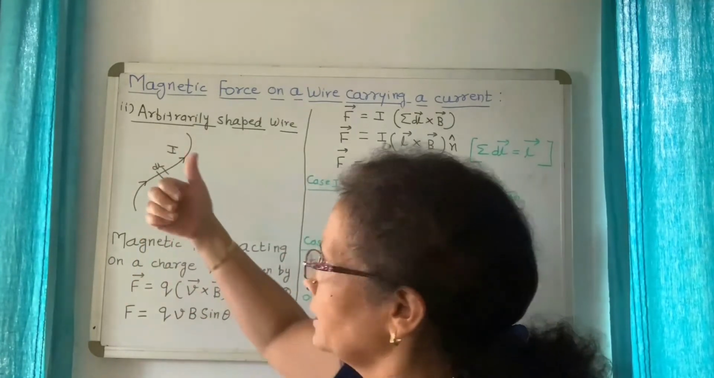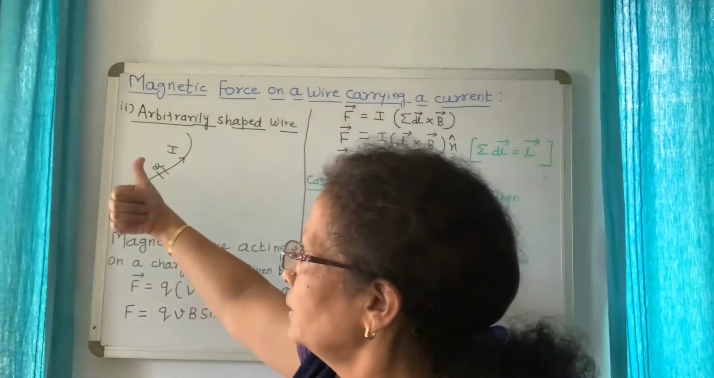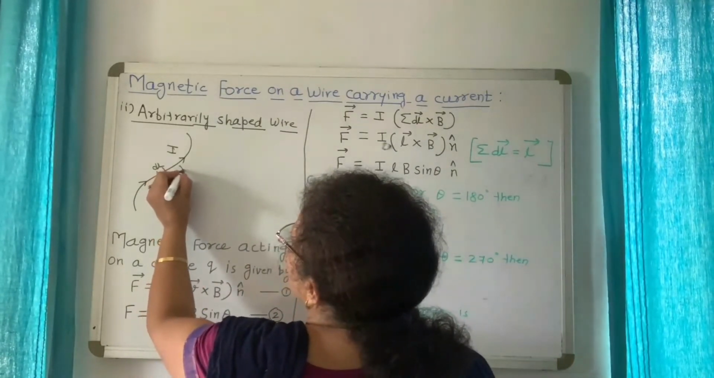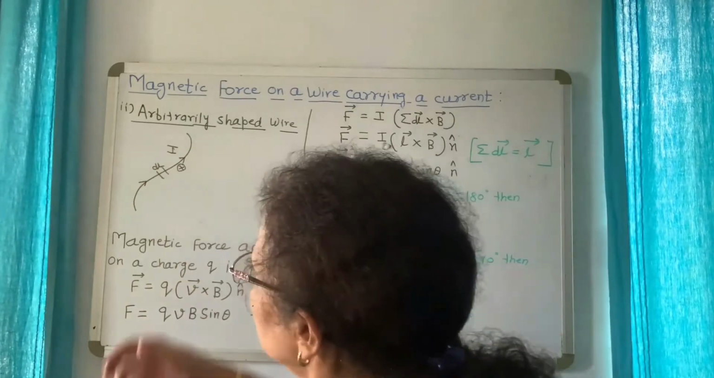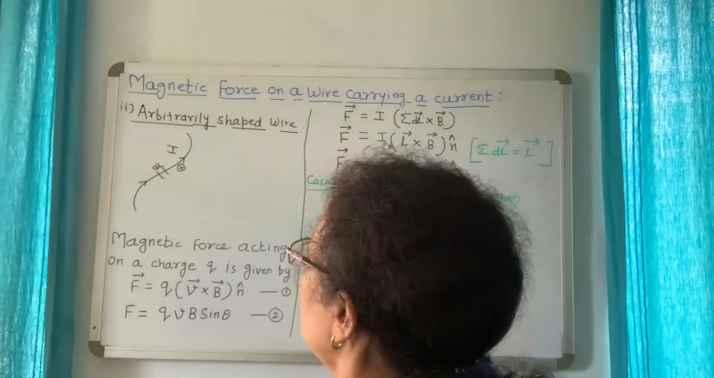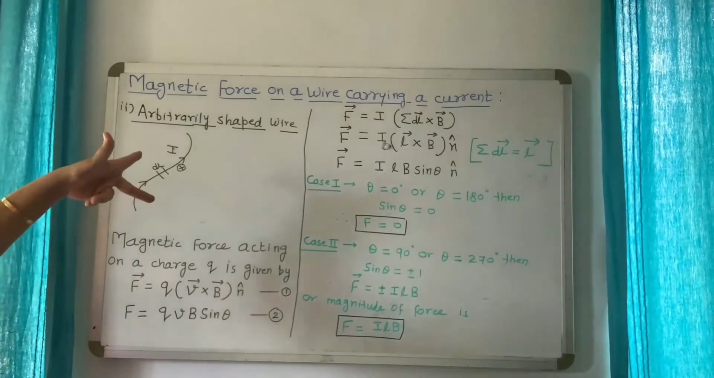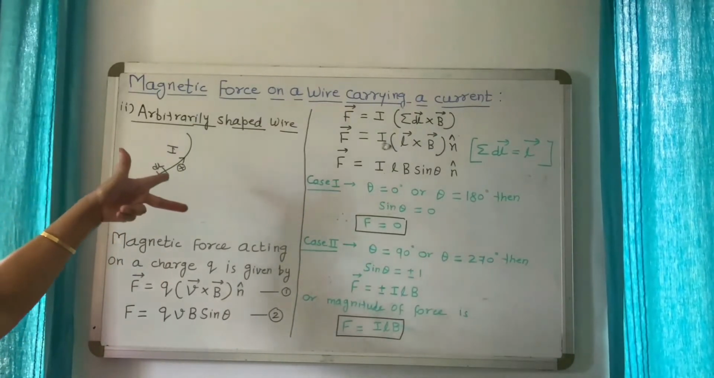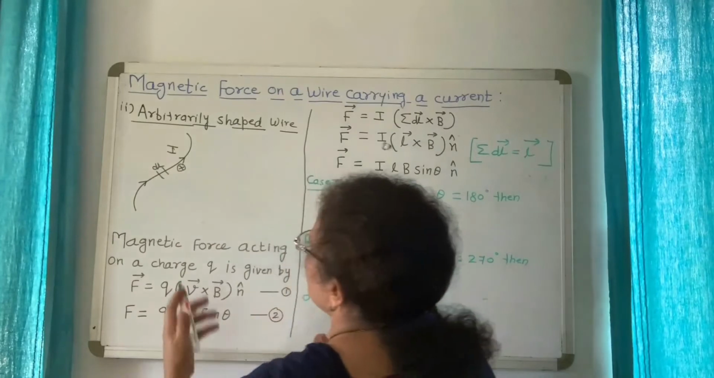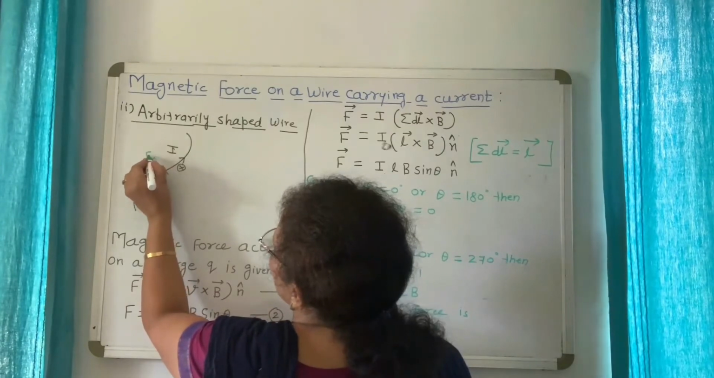Using the right hand thumb rule, if this is the direction of the current, then the magnetic field is inward. So this is the direction of the magnetic field, which is inward. The force will act in which direction? In the same way, using Fleming's left hand rule, if this is the direction of the current and this is the direction of the field, the force acts in the upward direction on the small length element dl. So this is the direction of the force.